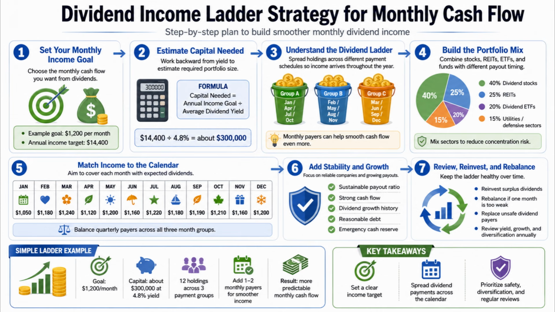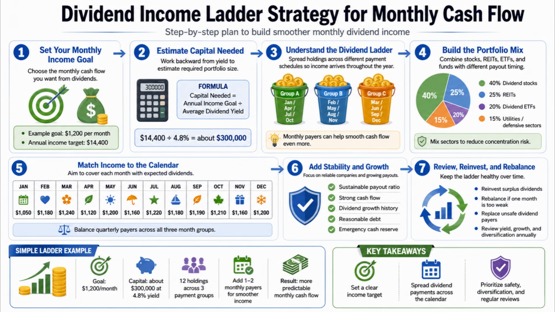At the same time, focus on stability and long-term dividend growth. A high dividend yield alone does not automatically mean that an investment is safe. Investors should examine whether the company has a sustainable payout ratio, strong operating cash flow, a history of maintaining or increasing dividends, and a reasonable level of debt. It is also important to maintain an emergency cash reserve outside the investment portfolio so that personal expenses do not depend entirely on dividend payments.